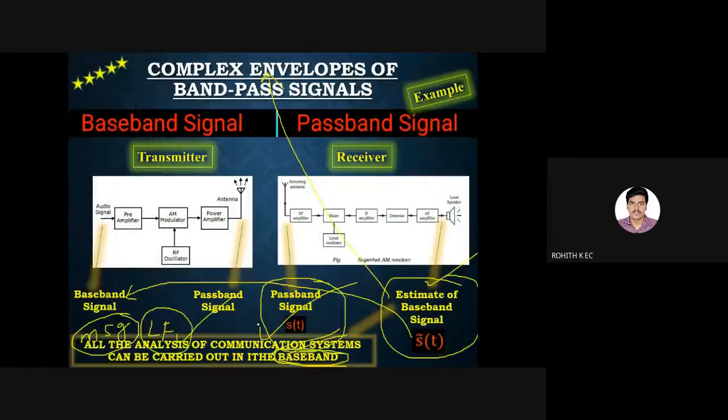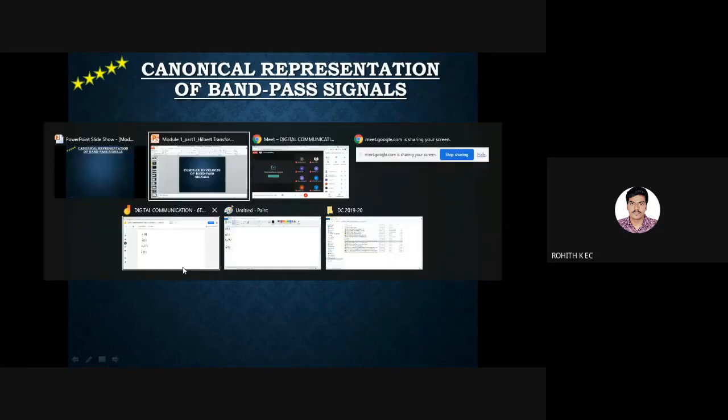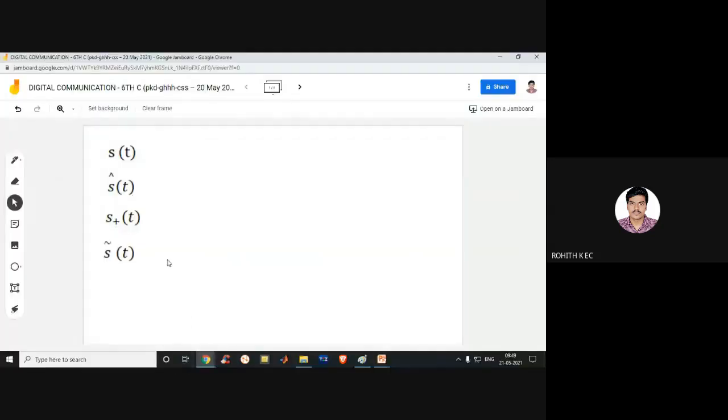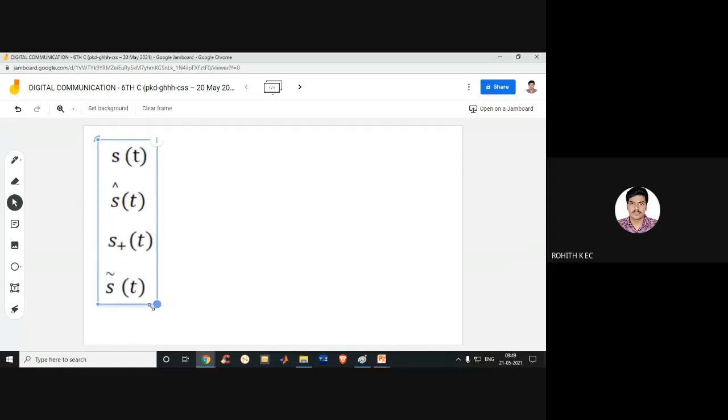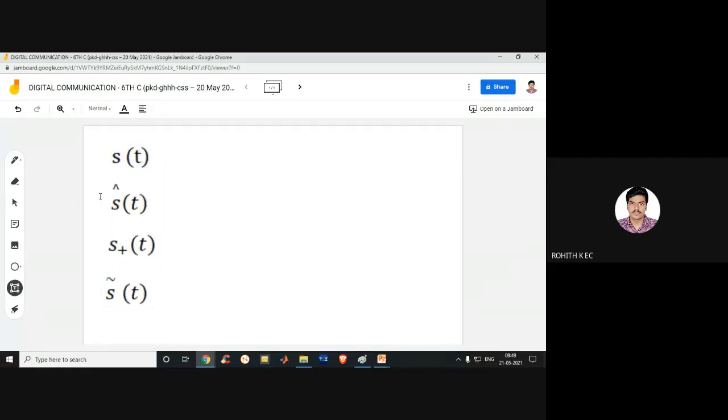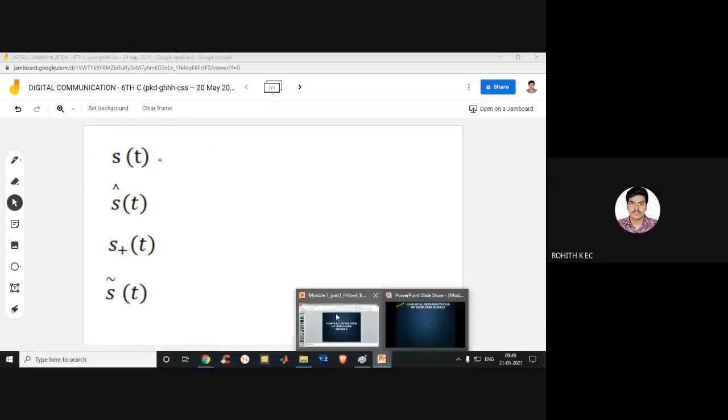So this is the knowledge that you should have before we proceed to the next topic, that is canonical representation of bandpass signals, right? Now, before I dive deep into canonical representation of bandpass signals, I want to quickly ask you a simple question regarding the equations that we have used. So I have four notations here. I want you to tell me what these equations represent. So far I've already covered all these things. So if you want, I can just quickly run through.